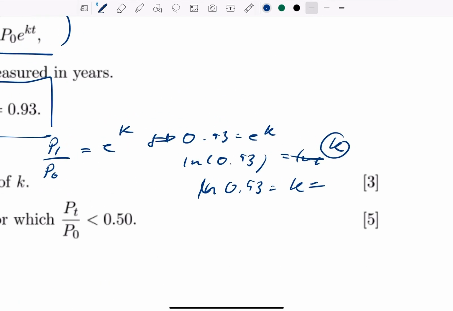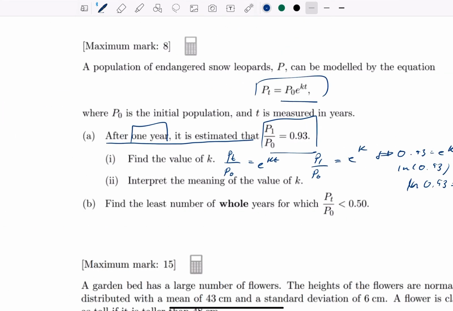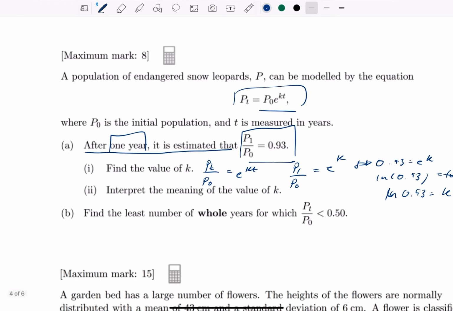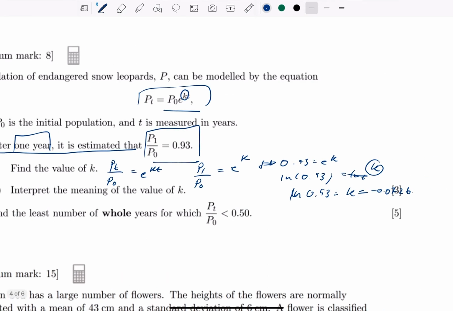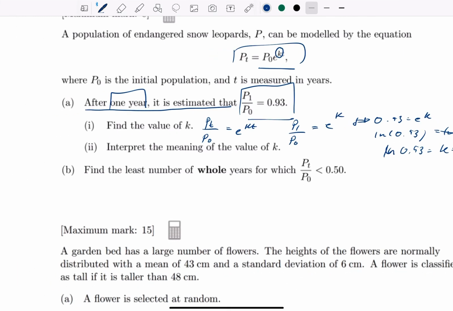is actually just negative 0.0726. Now, interpret the meaning of the value of k. I'm not going to write this down, but k is essentially the rate of change of your snow leopard population. And given the fact it's negative, there's an exponential decrease in the rate at which the population of leopards is changing. So you can just remember that.